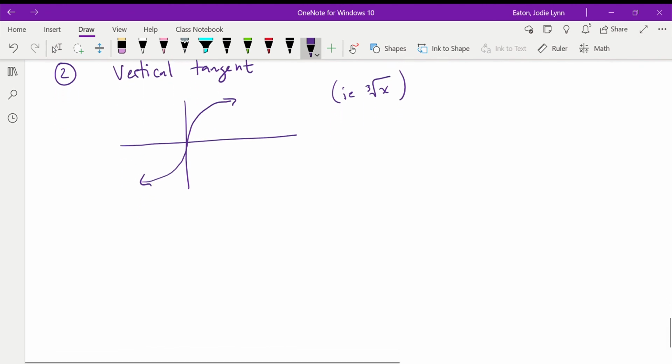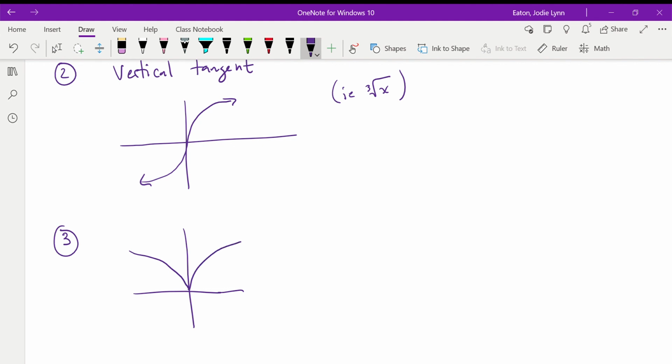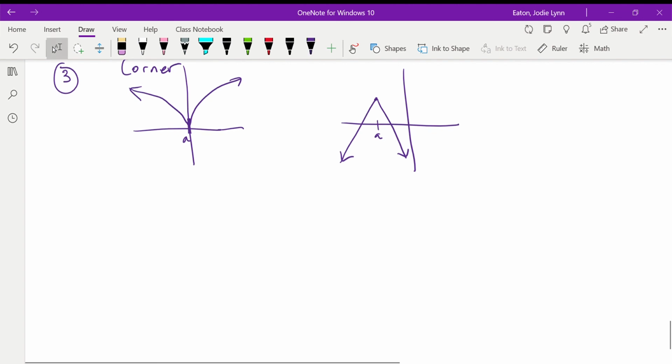We also may see some kind of corner. That is where we can have something lovely like this. So number 3 is a corner, and of course our favorite, the absolute value function. Any absolute value function with a sharp corner like that is not differentiable at our point A. Okay? It is not differentiable at that point.